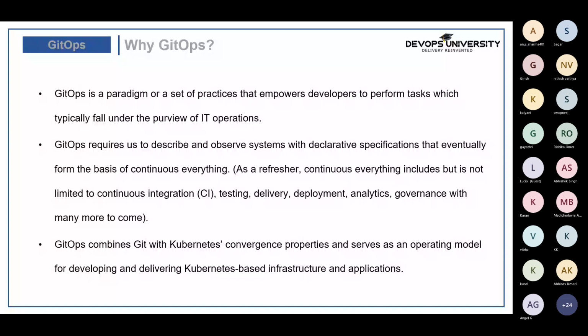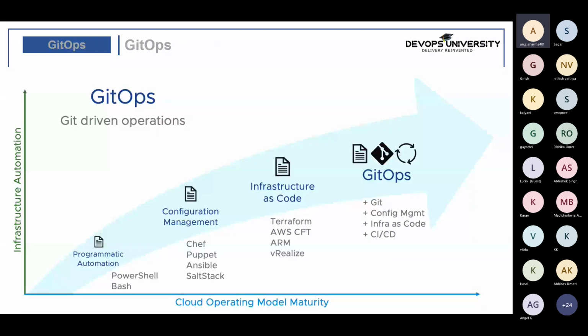Now, there are different transitions which have happened over a period of time. A couple of years back, there was an era where we were doing PowerShell, Bash. These kinds of scripting languages we were implementing, automating our workflows or whatever automation was required. From there, new tools came in: Chef, Puppet, Ansible, SaltStack. We moved in that direction, and we started using those configuration management tools.